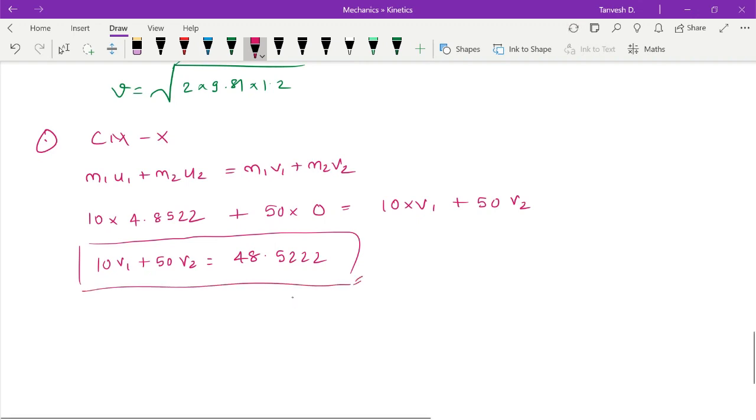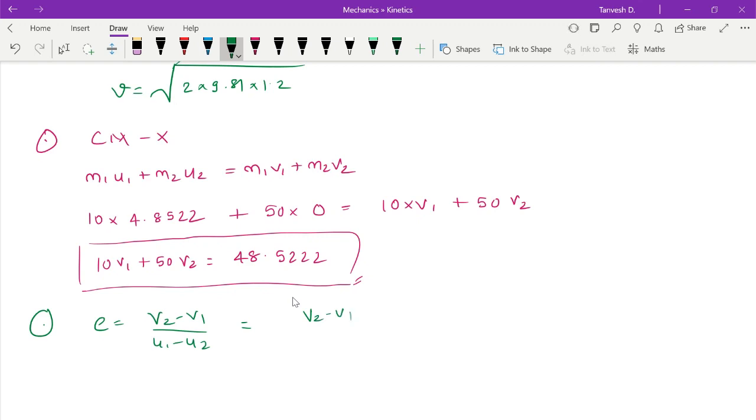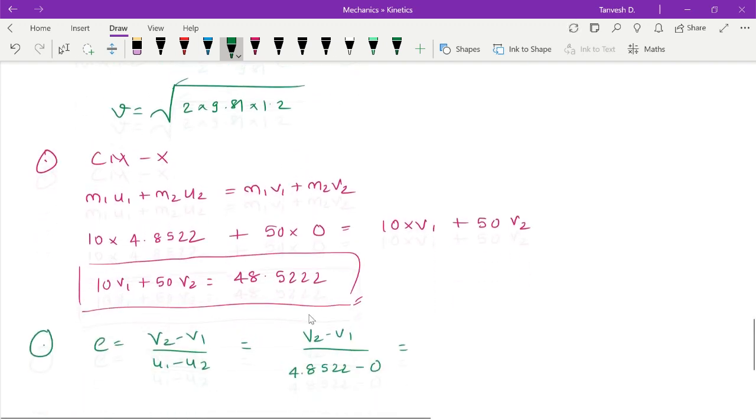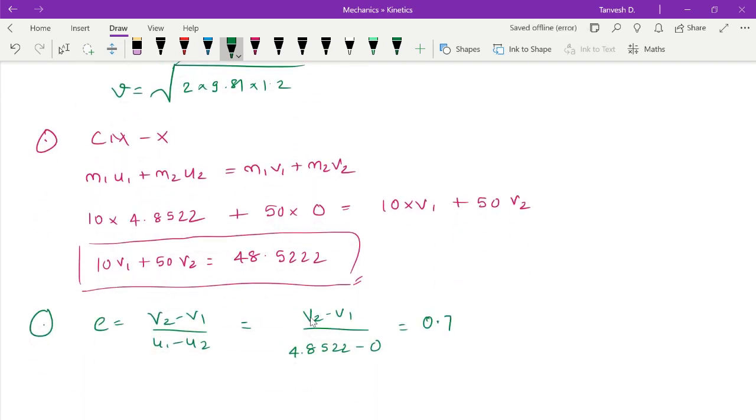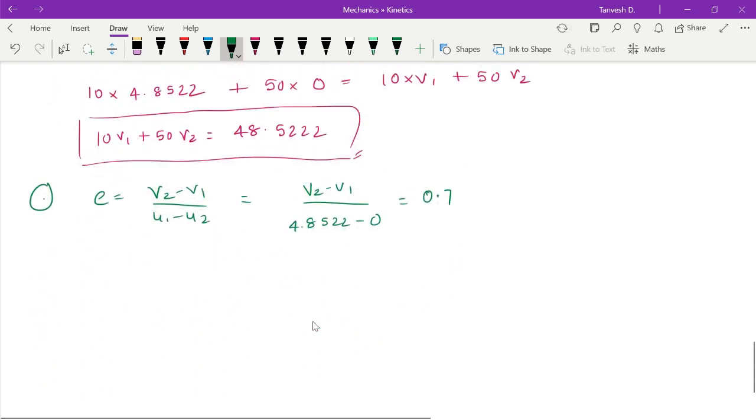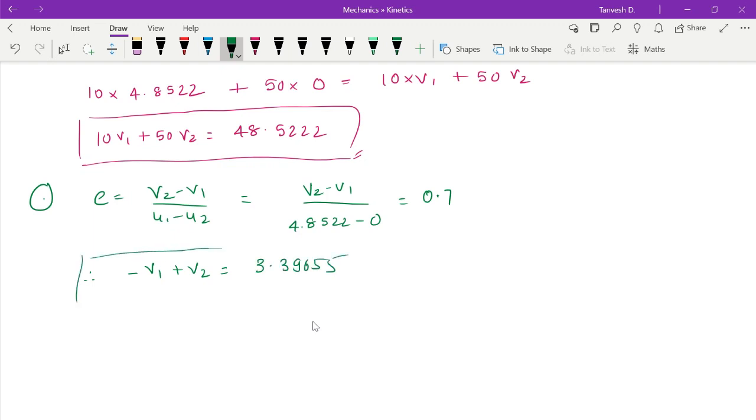Another equation we can get using the coefficient of restitution. E is equal to v2 minus v1 upon u1 minus u2. So v2 minus v1 upon u1, which is 4.8522 minus 0, is equal to the coefficient of restitution, which is 0.7. Therefore we get minus v1 plus v2 is equal to 3.39655. This is another equation that we have got.